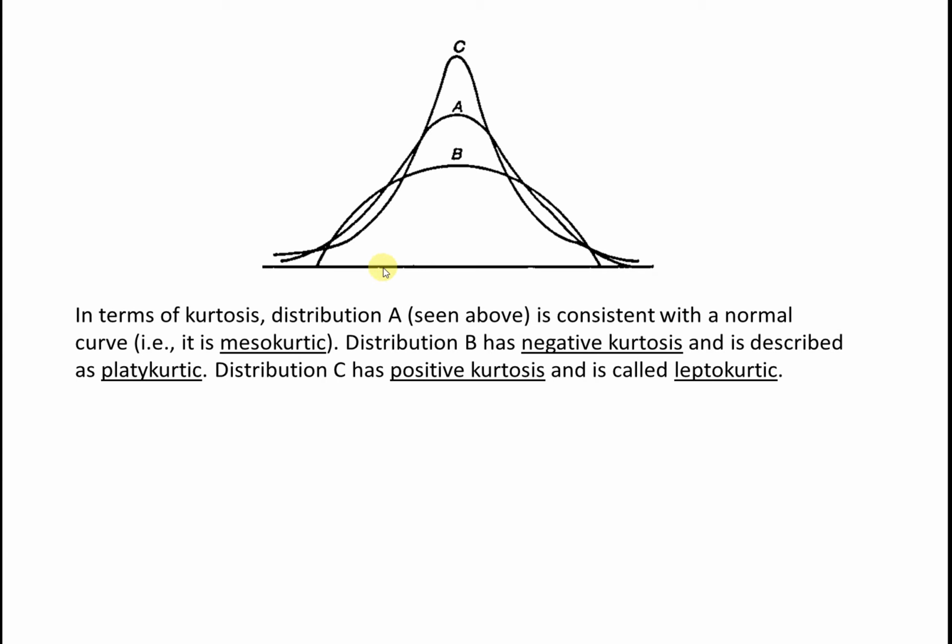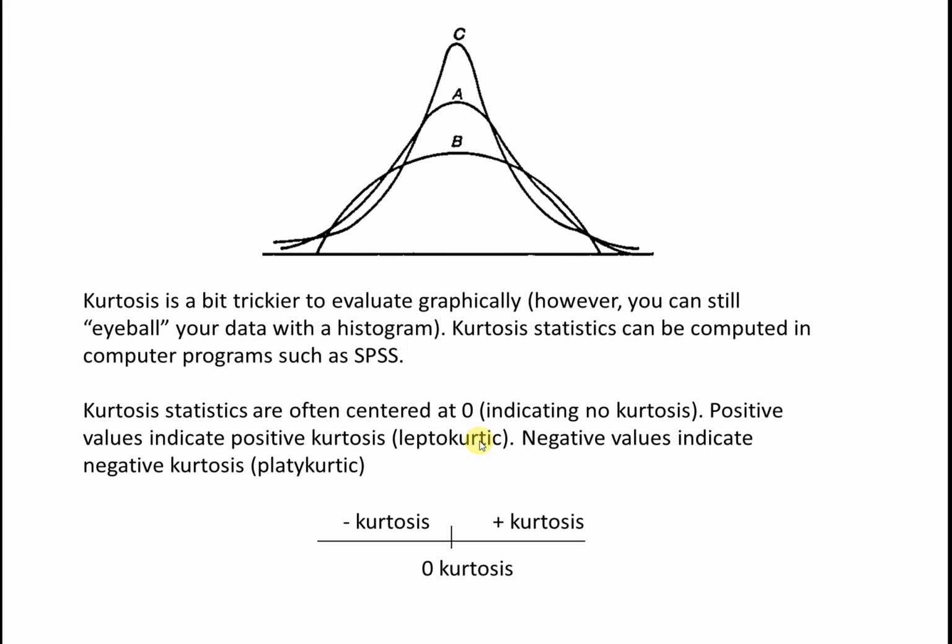Distribution C has positive kurtosis, so you have thicker tails here, then you have a peak, and then you have thicker tails out here. That would be a leptokurtic distribution. So you can see that there's both skew and kurtosis that bear on the issue of whether or not your data are normal in shape.